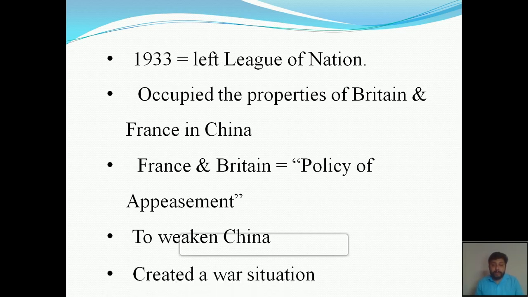War situation was created because of the activities of Japan. That's why we are studying the Japanese invasion of China as a cause behind the emergence of the Second World War. So dear students, I hope that you have got a clear idea about this particular point, how the invasion of Japan resulted in the emergence of the Second World War.